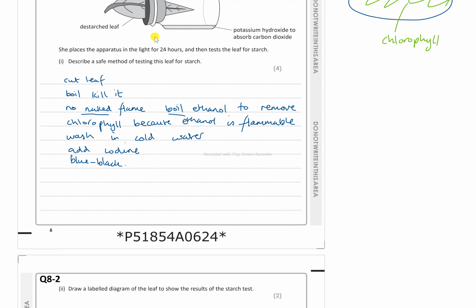Right, what you could do is add some details of equipment that you're going to use, instruments. So use goggles to protect eyes. Use tongs. What do you use tongs for? To stop scalding your hands or burning your hands when you're boiling the leaf and you're trying to wash it.